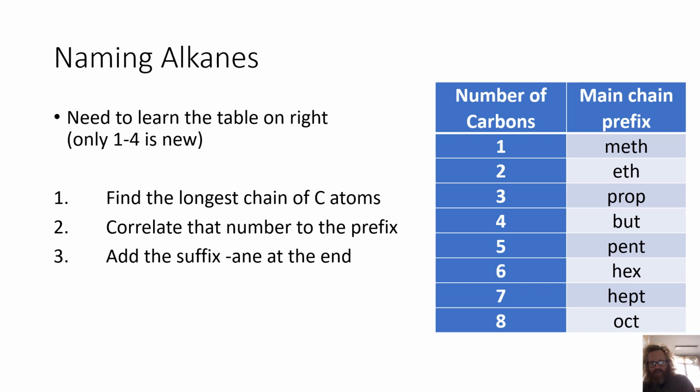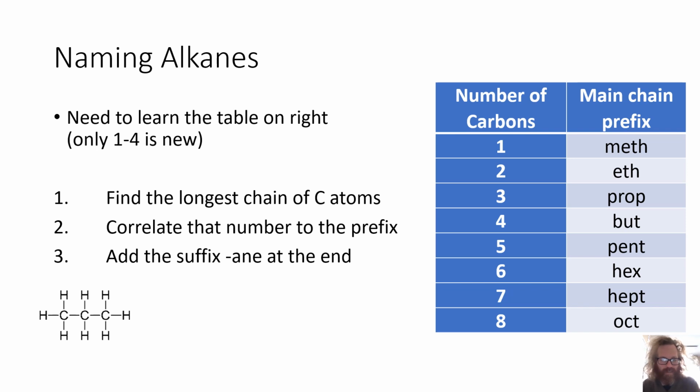So what do we need to do? We need to work out, when we're wanting to name our molecules, what's the longest carbon chain? And then we link that up to the prefix that's in that table there, and use that with the suffix ane, because it's alkanes, to name it. So let's do some examples.